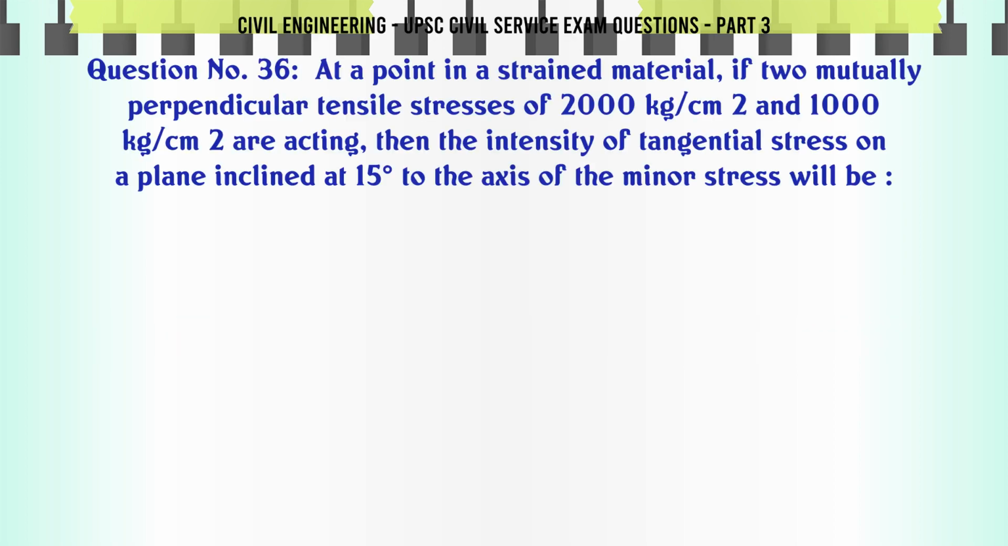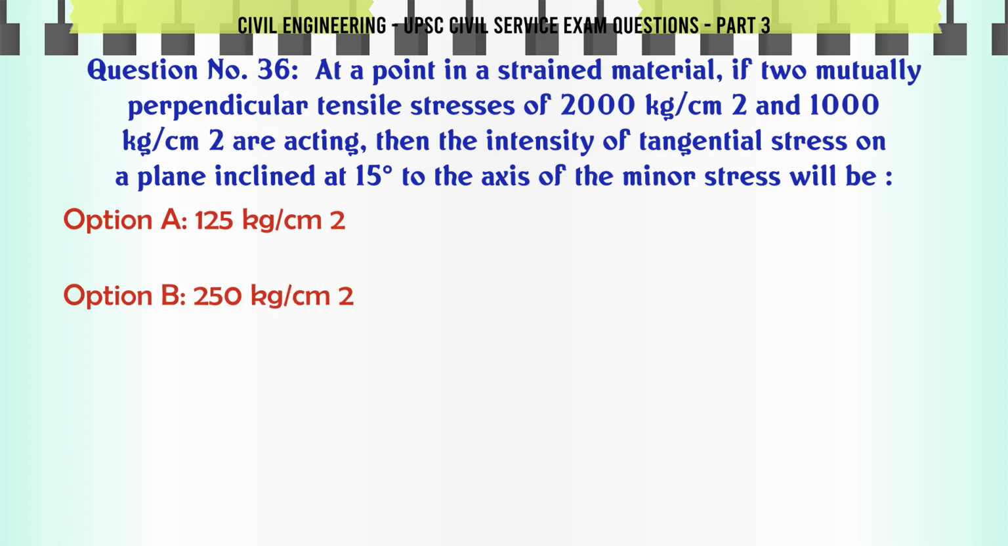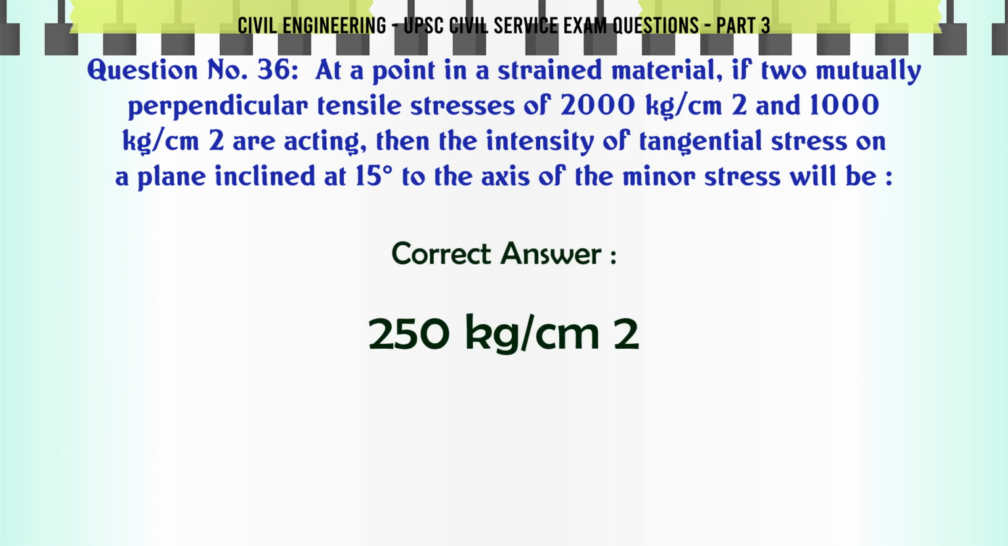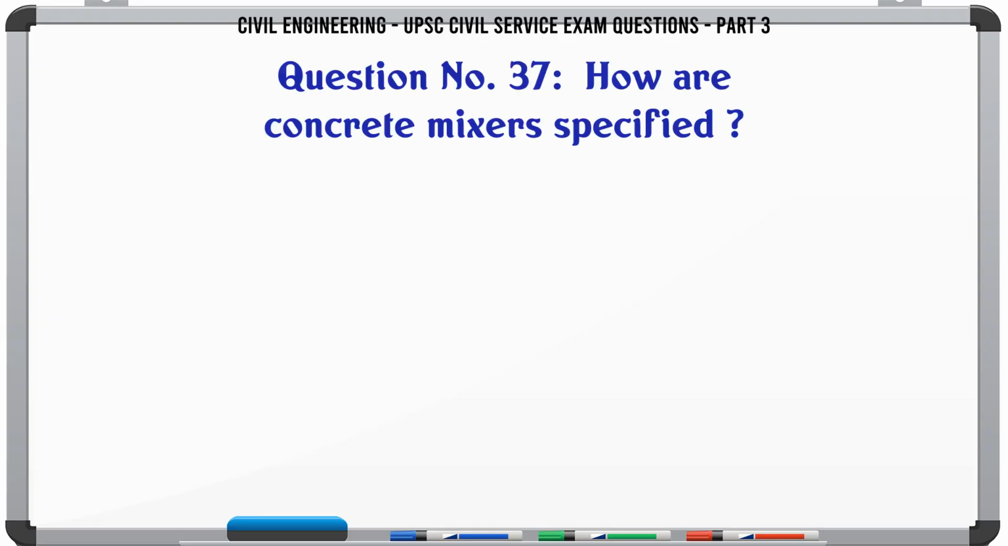At a point in a strained material, if two mutually perpendicular tensile stresses of 2000 kg/cm² and 1000 kg/cm² are acting, then the intensity of tangential stress on a plane inclined at 15° to the axis of the minor stress will be A 125 kg/cm², B 250 kg/cm², C 500 kg/cm², D 1000 kg/cm². The correct answer is 250 kg/cm².